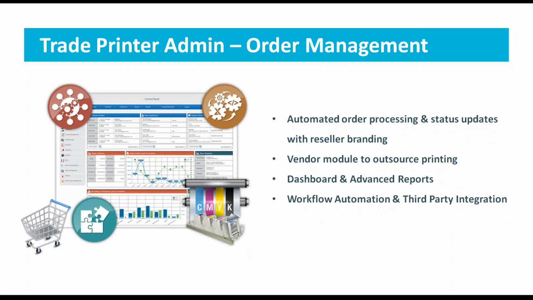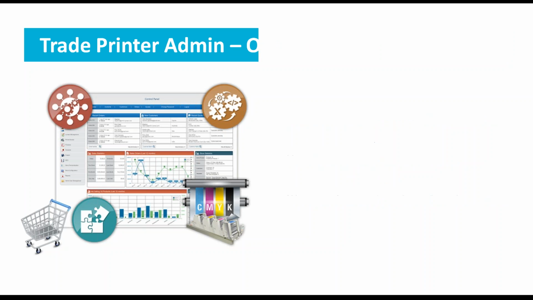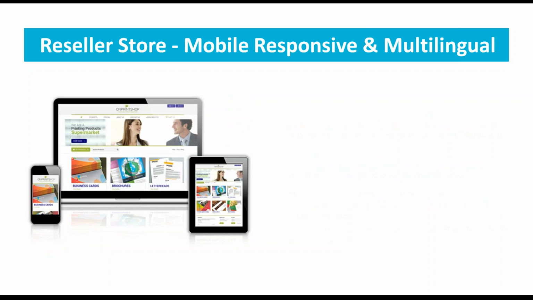There is an order management extensive module, which is automated order processing and status updates. But whatever communication is done, it is always through reseller branding. Trade printers also have a vendor module, so they can outsource the printing. They have a dashboard and advanced reports to analyze the performance of each reseller and the overall performance of their online system. They also have the option of workflow automation to simplify and automate order processing, as well as the ability to integrate any third-party services as required.